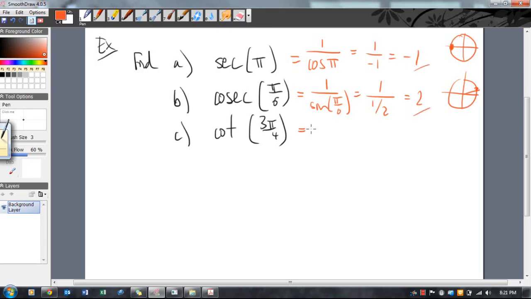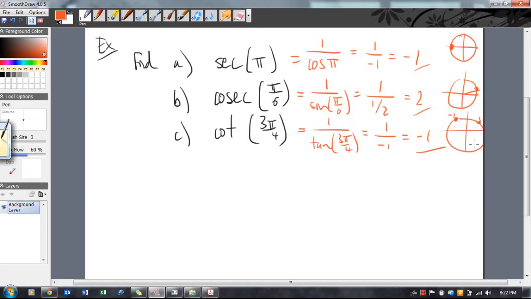Cot 3 pi on 4 is equal to 1 over tan 3 pi on 4. Now 3 pi on 4 is up here. What's the value of tan there? Tan over here is equal to negative 1. So that's 1 over negative 1, so the answer there is negative 1.